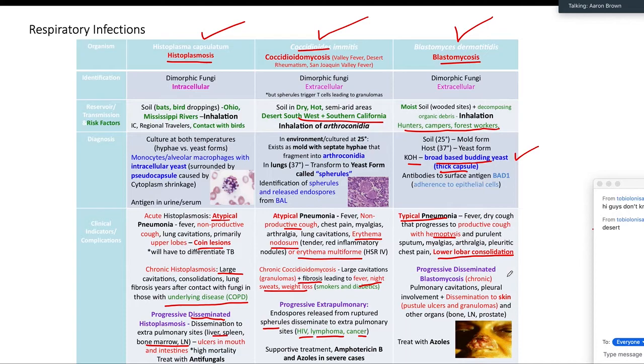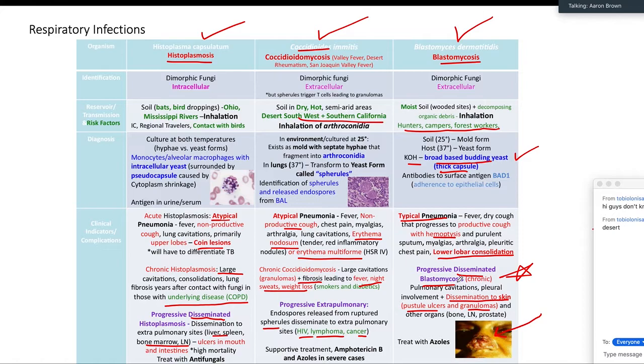Extrapulmonary, this one I really want you to know. We have some dissemination to skin, giving us pustules, ulcers, and granulomas. You can see in this gentleman here with these huge pustules and granulomas on his nose, this is a disseminated blastomycosis. I think you can agree with me that that looks a lot different than someone, say, with disseminated histoplasmosis, who just has hepatomegaly, splenomegaly, lymphadenopathy, or someone with extrapulmonary coccidioidomycosis who just has night sweats and weight loss. So these all look very different, and they have very different patient histories as well.